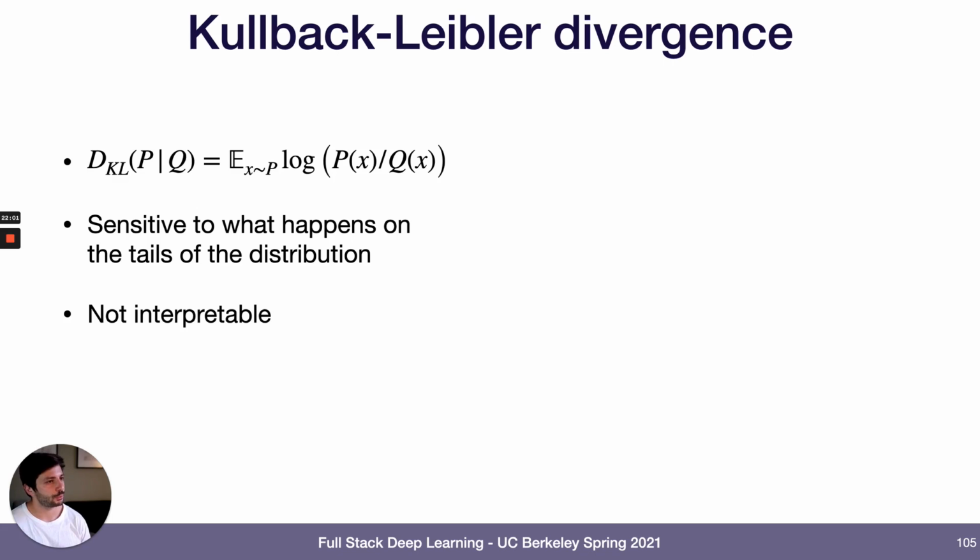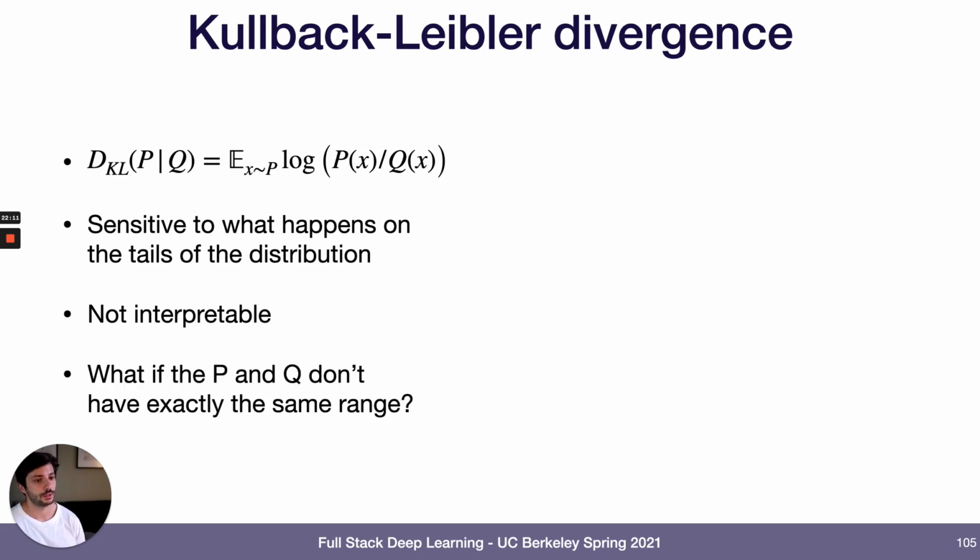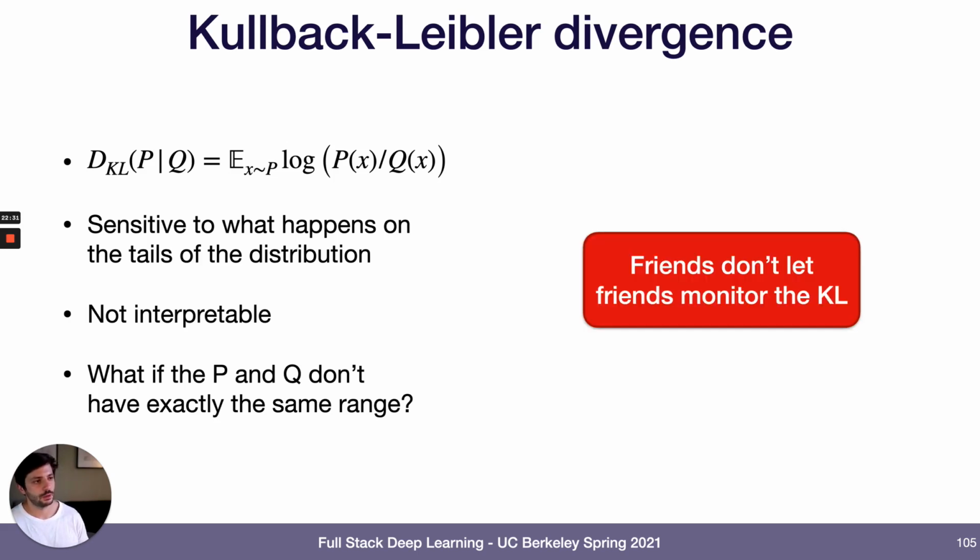It's not very interpretable, so it's not super clear how you explain to someone on a chart what this distribution distance is measuring. And it's not very clear what to do if P and Q contain data that doesn't fall in exactly the same range. You're going to end up with a zero in a log or a zero in a denominator somewhere, and so that's another reason why this is tricky to use. So recommendation here, don't do it. Don't monitor the KL. It's very tempting because it's a familiar distance metric in machine learning, but there's better things to monitor for this particular use case.